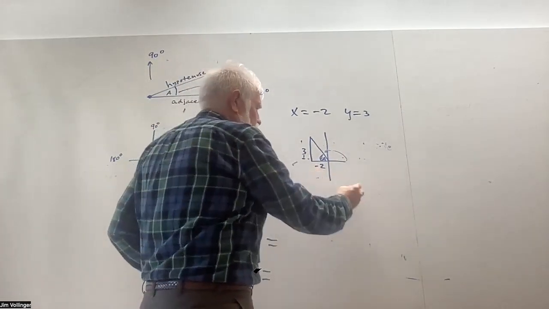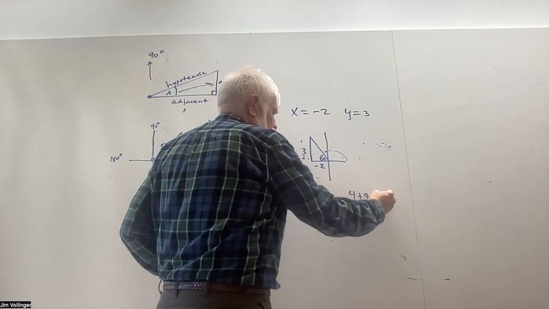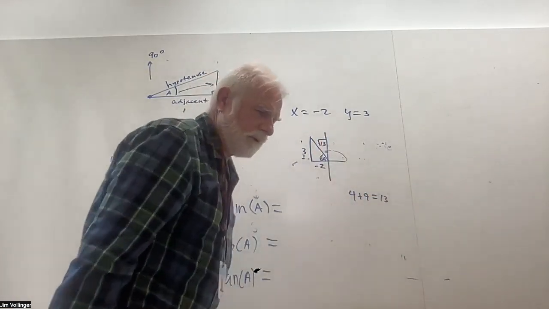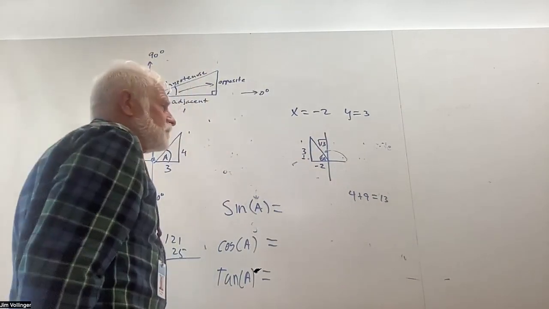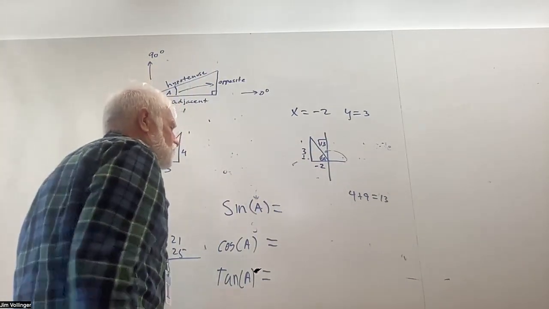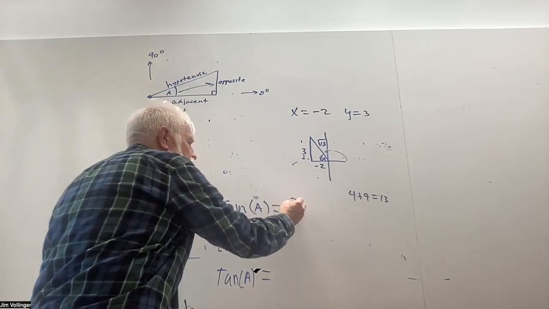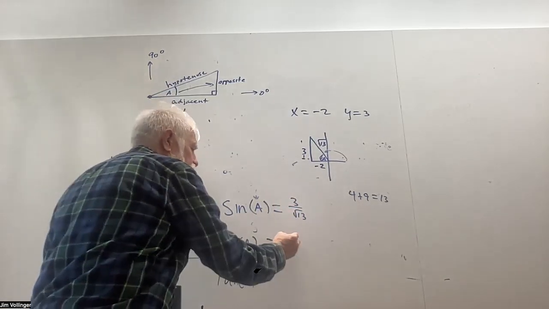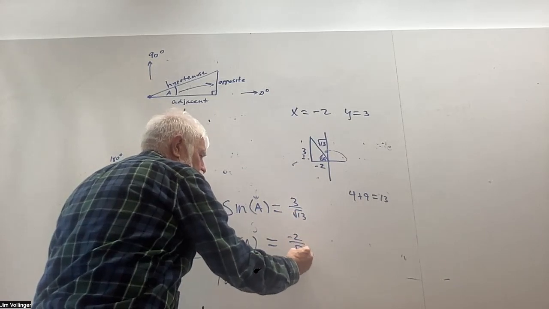So that's 4 plus 9, which is 13. So that's the square root of 13, which is a little more than 3. It better be because it's the biggest side. And so I'm looking at the sine of angle A, which is 3 over root 13. I'm looking at the cosine of angle A, which is minus 2 over root 13.